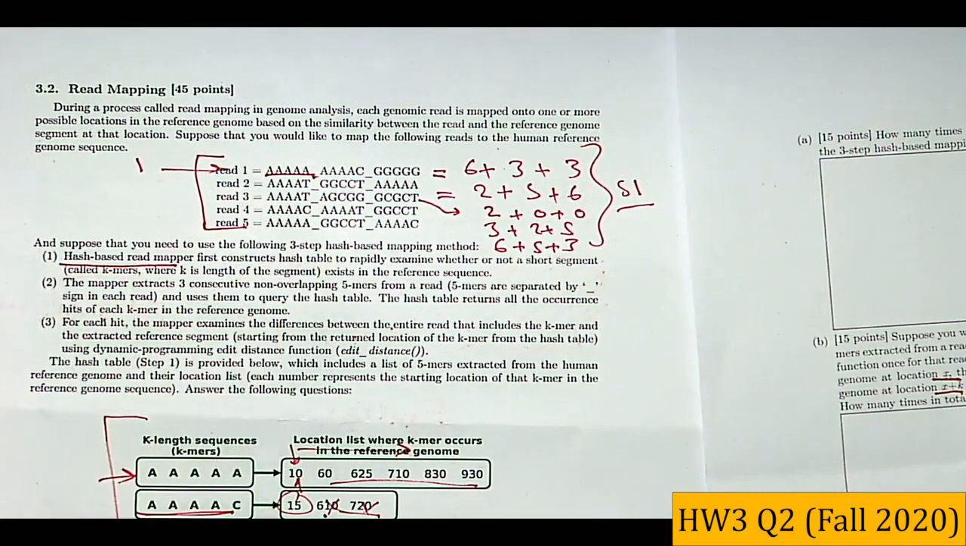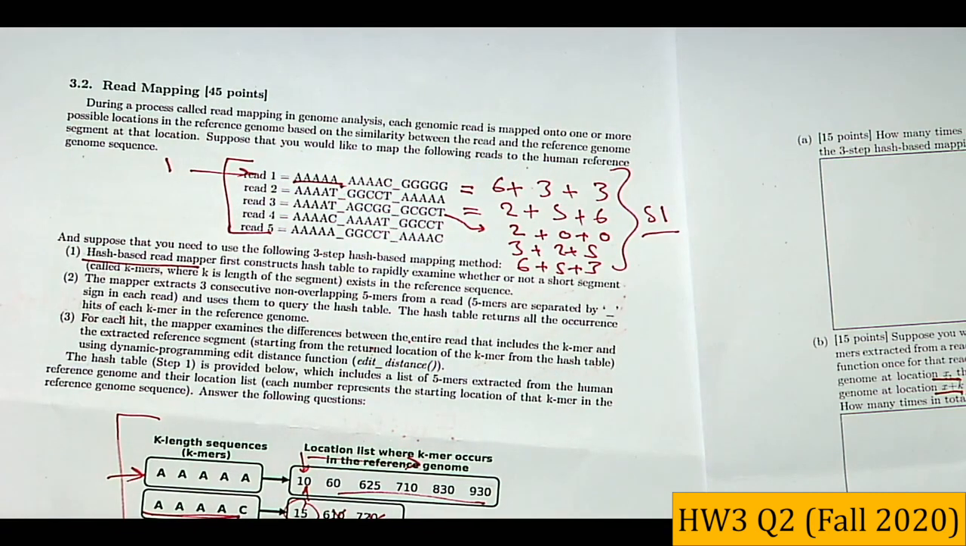2 G's, 2 C's, this one. Now let's start from the first one. Is 55 adjacent to 50? Yes. And 620 is adjacent to 50?